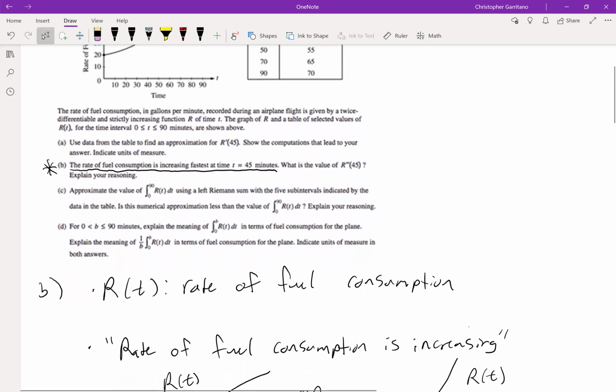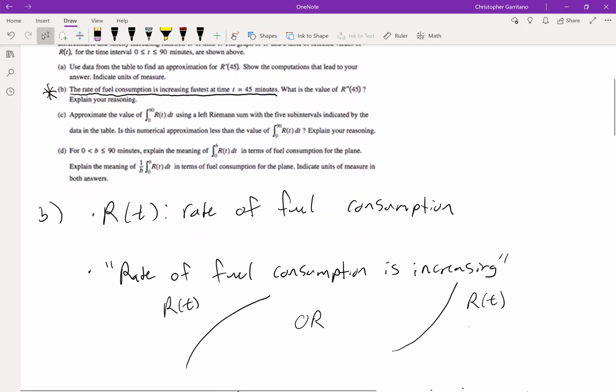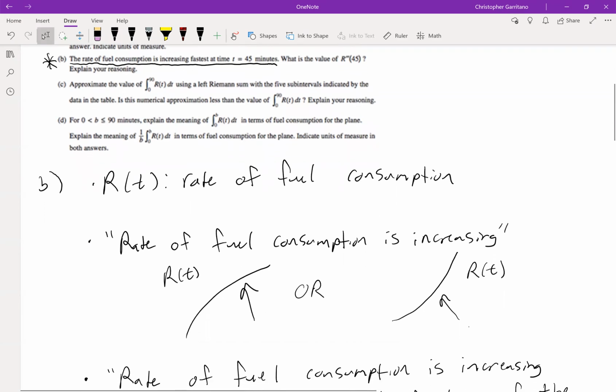Okay, so then the term rate of fuel consumption is increasing simply means that if we were to look at the graph of r of t, we'd see something like this or like this, right? Both of those, or even maybe a combination of both. The bottom line is all we know from the first part of that statement is that r of t is going up. Okay, let's keep going.